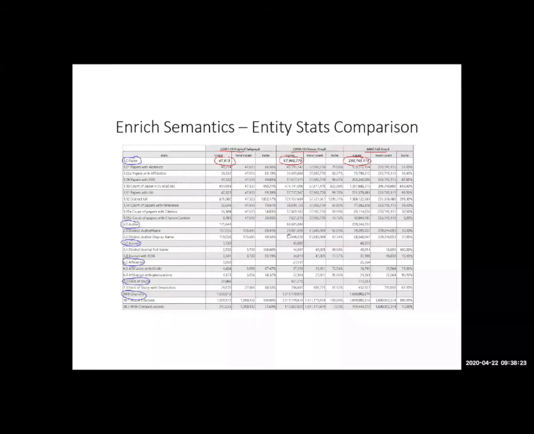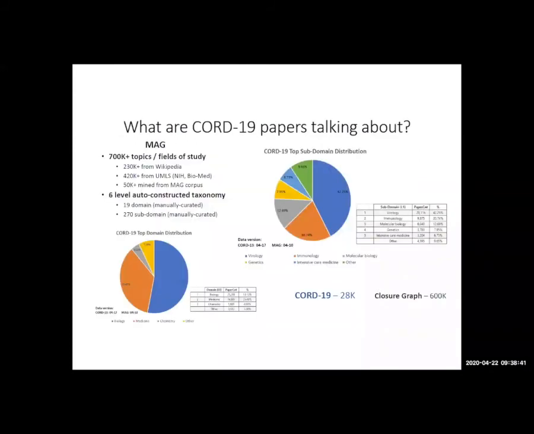We can see that from all these numbers, a general trend is the Core 19 seed subgraph as well as the closure subgraph are a little bit denser, which can make the overall analysis coverage and quality better. So these are the insights we would like to share.